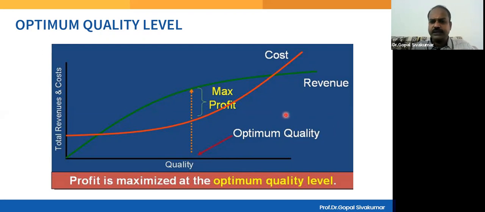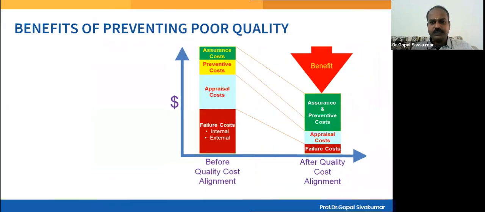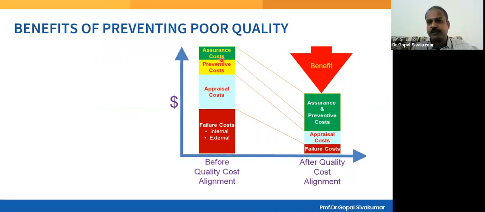But if there is a need, you can go beyond the acceptable or optimum quality level also, but that will happen at the expense of your profit. So there is a cost alignment here. You can spend on assurance, you can spend on prevention, you can spend on appraisal. If you properly spend on prevention, assurance, as well as appraisal, then your failure cost can come down drastically. This is called cost alignment.